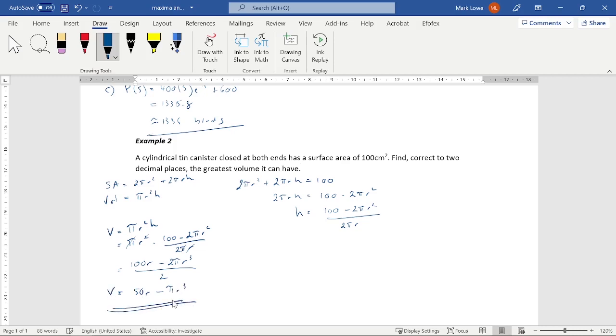Okay, so we now have our volume formula for this particular cylinder, just in terms of r. So that's where we needed to get to before we could actually apply any calculus. So now what we can do is differentiate our volume equation with respect to r. So dV dr will be 50 minus 3 pi r squared.